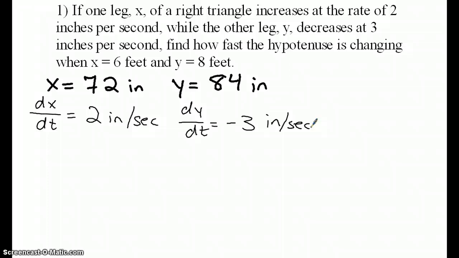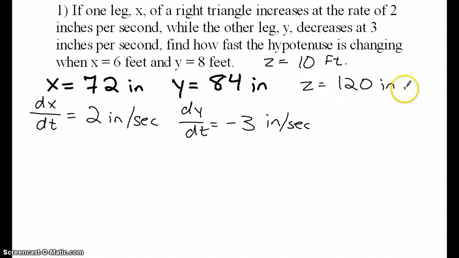So what we can do is we can use knowledge of a special right triangle. So if we have legs of 6 and 8, we should realize that we have a hypotenuse of 10 feet, and we can convert that to inches really quick. So that all we need to know now is the rate at which this hypotenuse is changing.